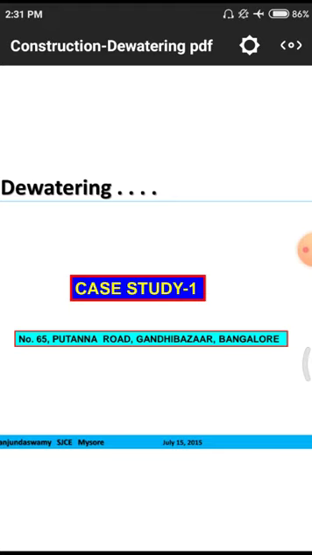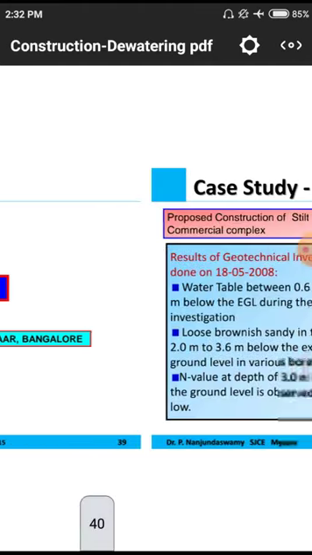First of all, in this case study one, we have a place in Bangalore. That means Gandhi Bazaar, Putana Road, number 65 Putana Road, Gandhi Bazaar, Bangalore. The total site was located in the city of Bangalore at Gandhi Bazaar.